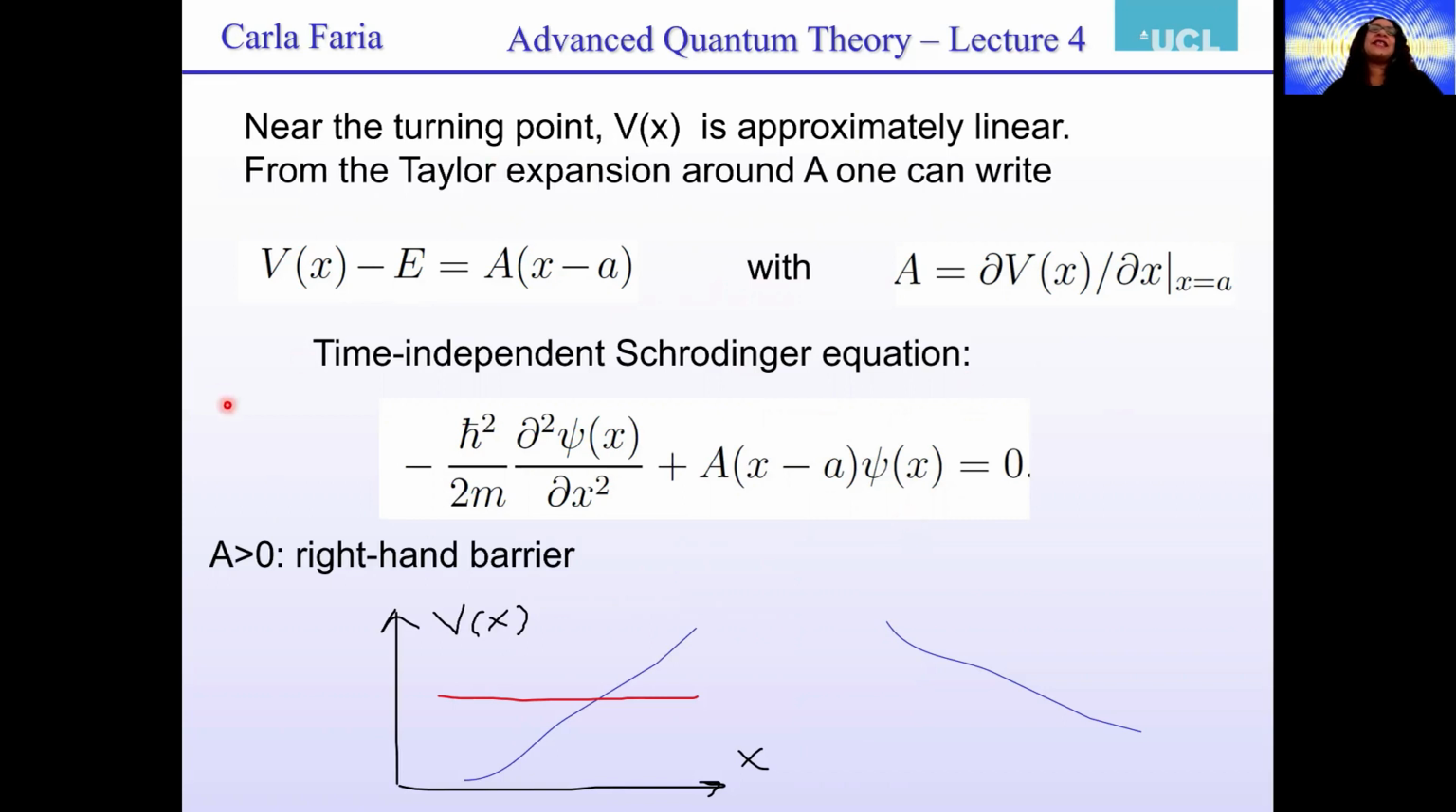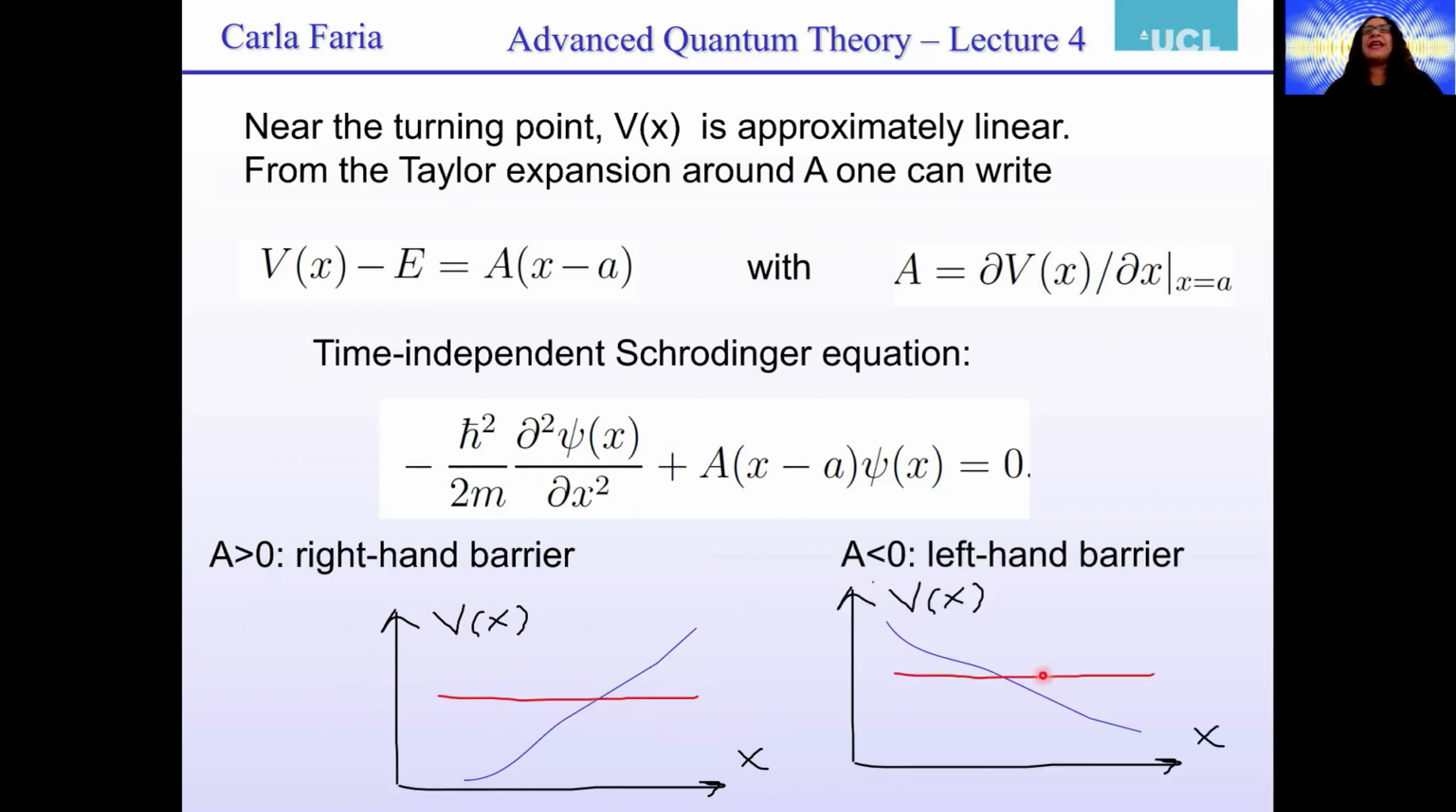And to give you an example, if you have A bigger than 0, this means the slope is bigger than 0, this is going to be a right-hand barrier. So here you have classically allowed and here classically forbidden, and A is your turning point. And if A is smaller than 0, you have a left-hand barrier. So here classically forbidden, here classically allowed.